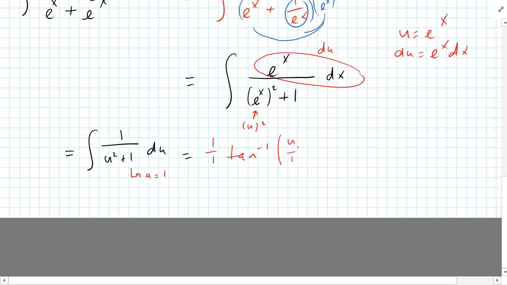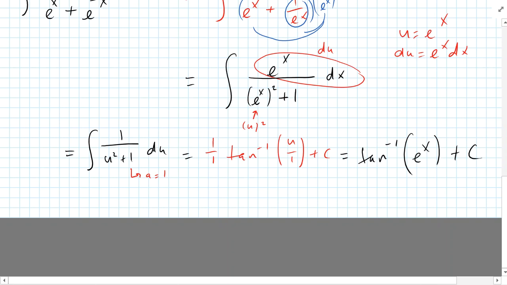over a plus c, and then if we do our substitution back in again, we end up with tangent inverse of our u, which was e to the x, over a, which is 1, so we just call it e to the x, plus c. And that wasn't too bad.